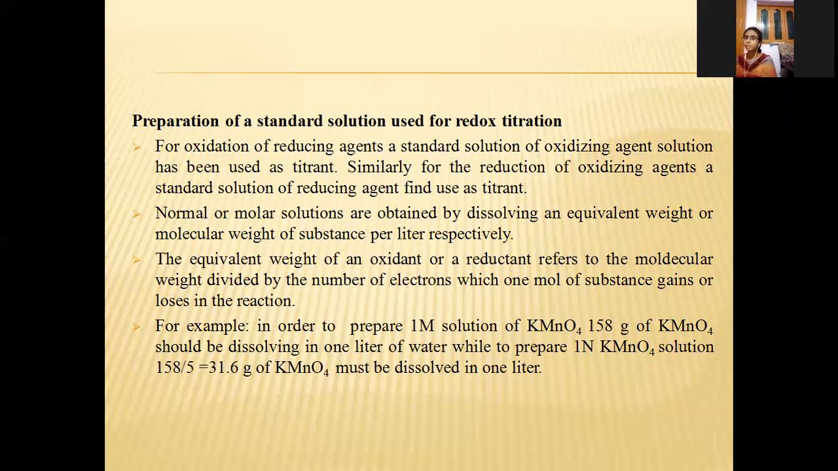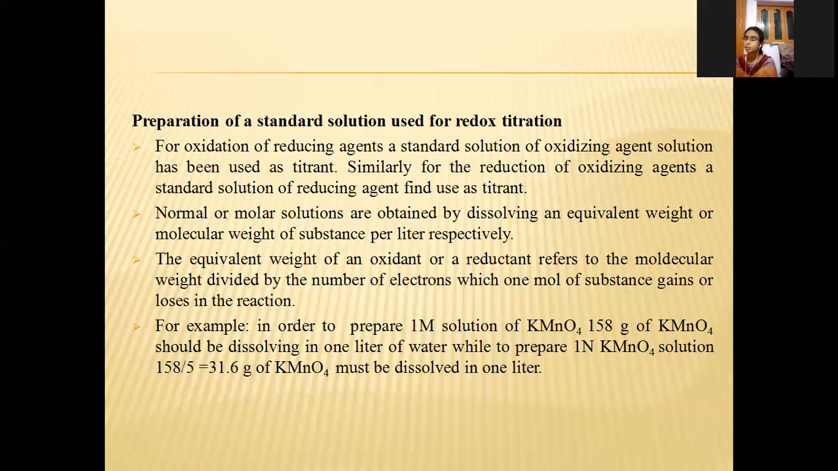For the preparation of the standard solution used in redox titration, if the reducing agent undergoes the oxidation process, we have to use the oxidizing agent as the titrant. And if the oxidizing agent undergoes the reduction process, we have to use the reducing agent as the titrant.